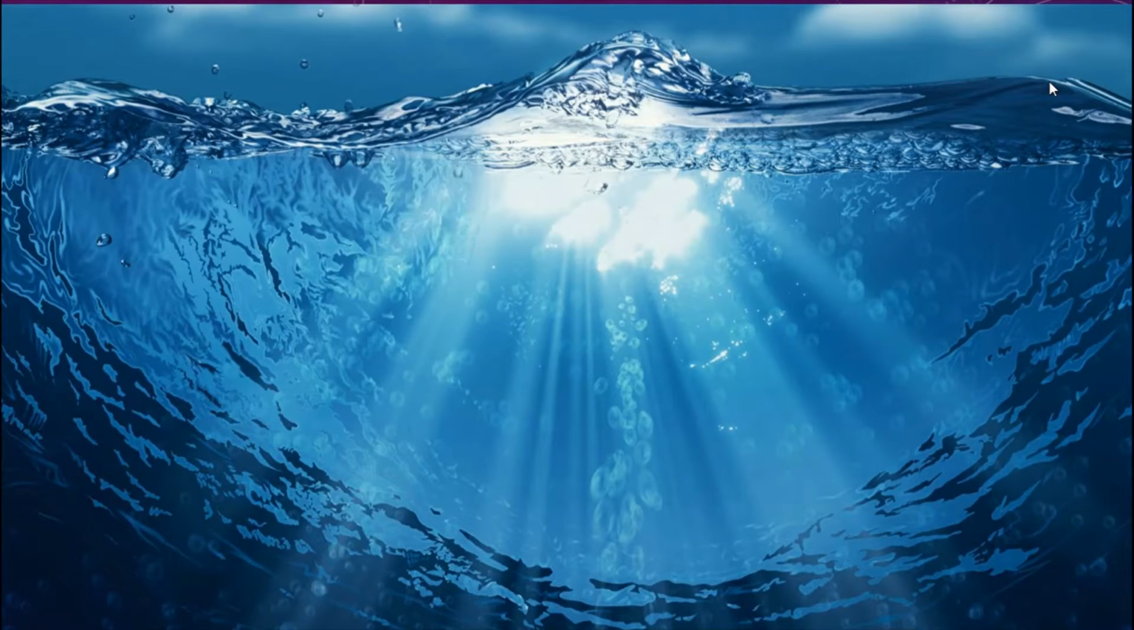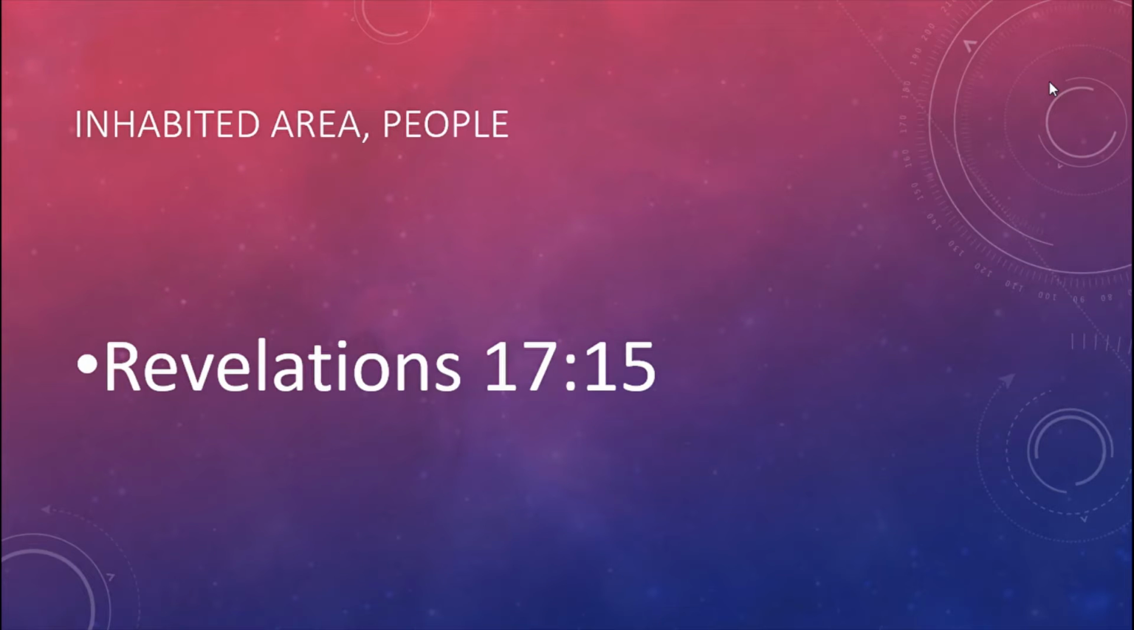Okay, our next symbol looks like water or like the sea, right? And waters in prophecy represent a very highly inhabited area or a place with lots of people. And we can see the interpretation as written in Revelation 17 verse 15. I'll pause so that you can read it as well.